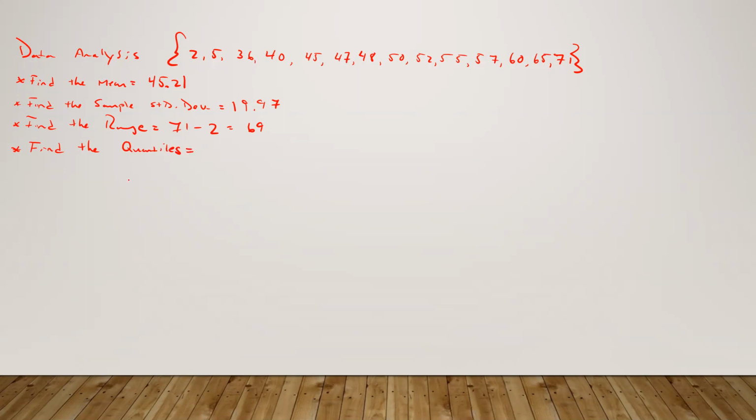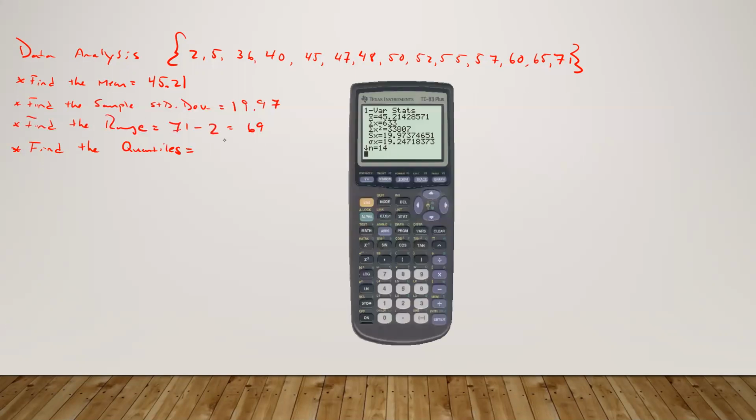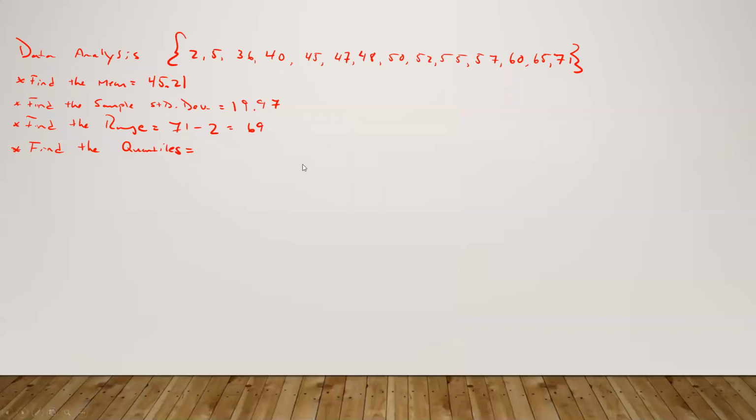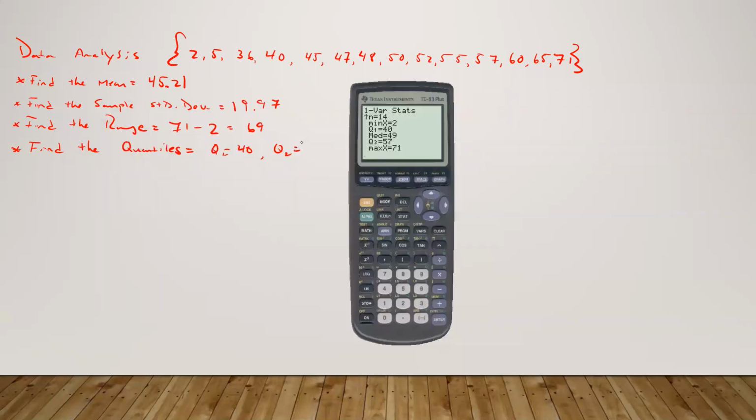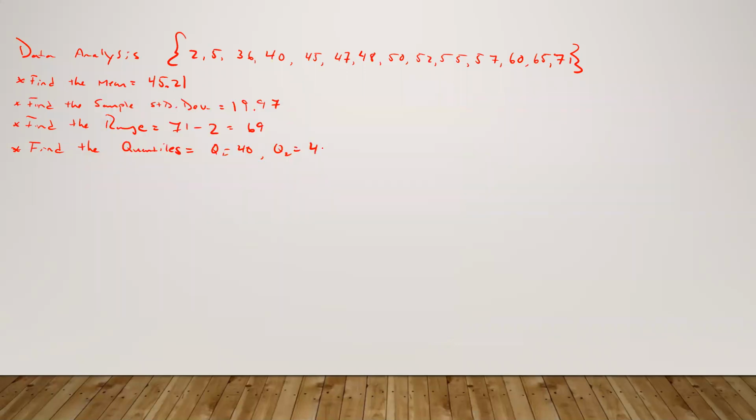Right. So your calculator does this. If you look back at your calculator and you just click this scroll down button, you can see Q1 is 40, the median is 49, that's Q2, and Q3 is 57. So Q1 is equal to 40, the median is 49, and Q3 is 57. Okay.